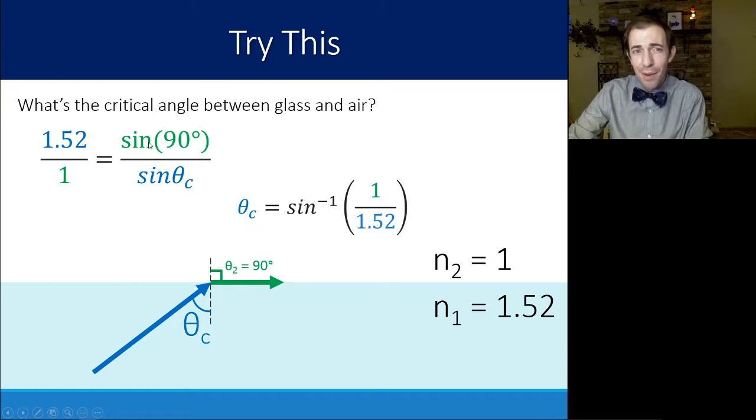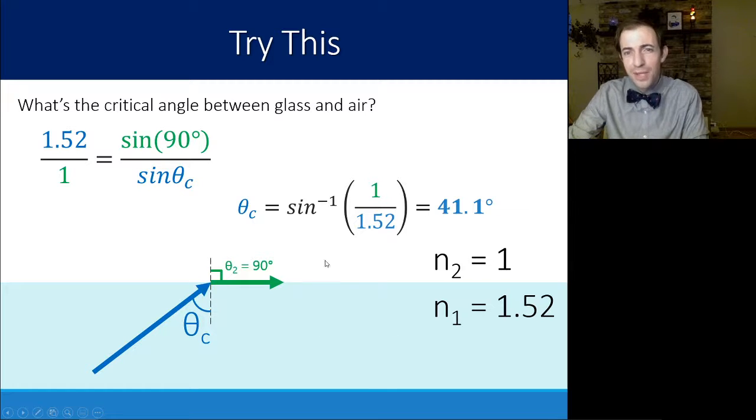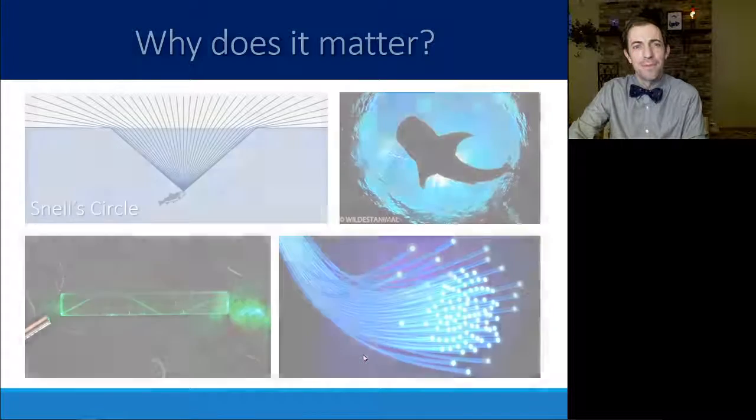Rearranging, knowing that sine of 90 degrees is just going to be 1, this ends up giving me the inverse sine of 1 over 1.52, which is 41.1 degrees. So anything beyond 41.1 is trapped inside the glass. And anything less than that is somewhat going to escape, and then the rest will be reflected back in.